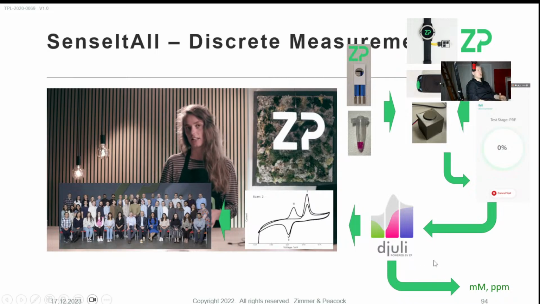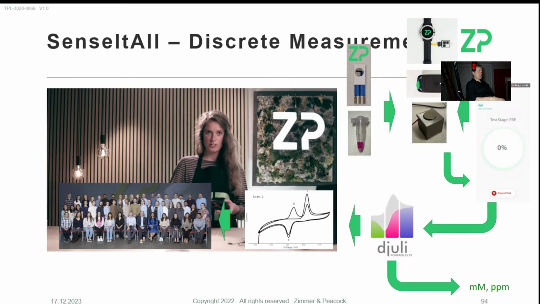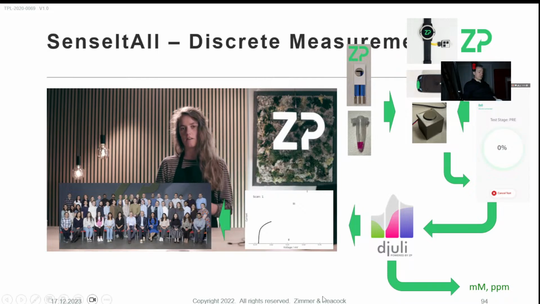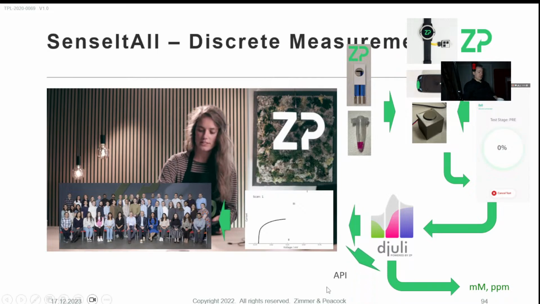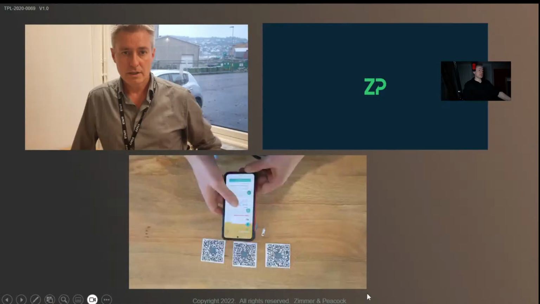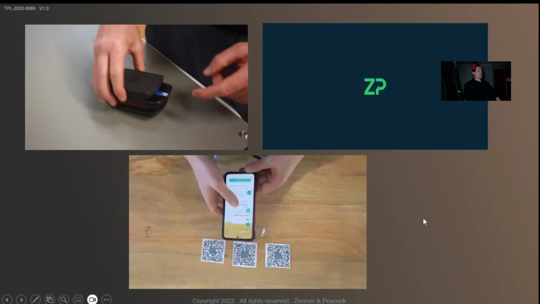By the way, our business model is OEM, which means that we don't want to necessarily go to market ourselves. We want to partner with other people in order for them to go to market. So we do have an API, as I said, built into this as well. Just a couple of videos just to illustrate this.